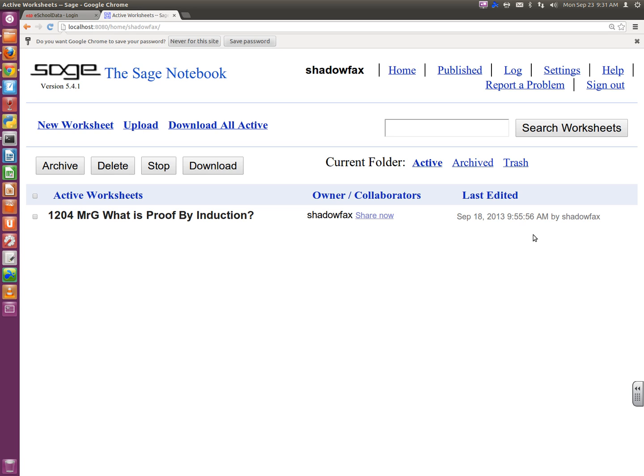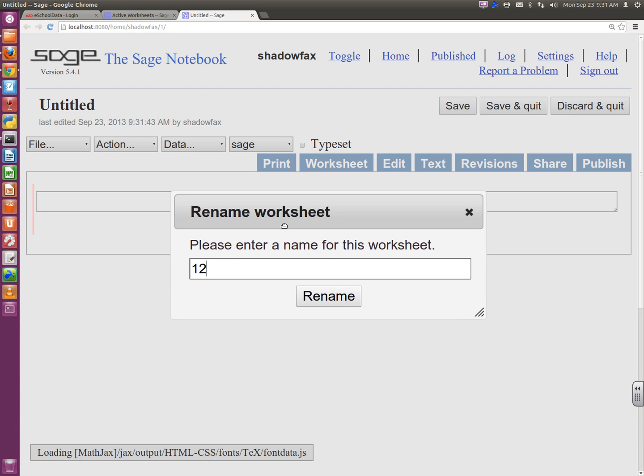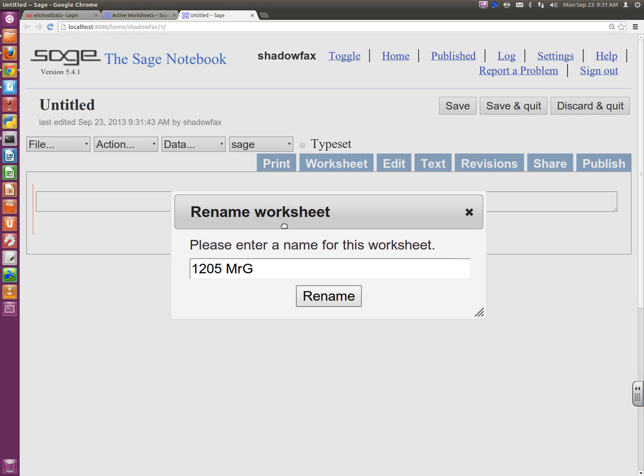Are you guys at the point where it's asking for a file name, right? You know, new worksheet or whatever. All right, let's do that. So, new worksheet. Okay, this is going to be 1205. Put your name in here in case you want to print it. Where am I? What is this?